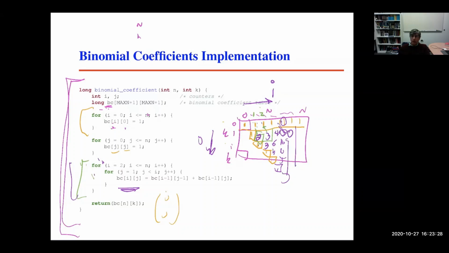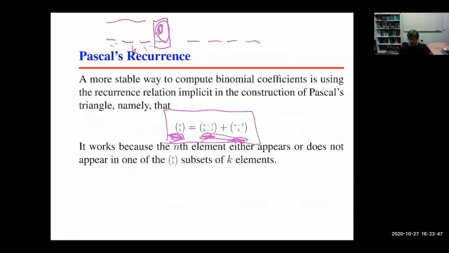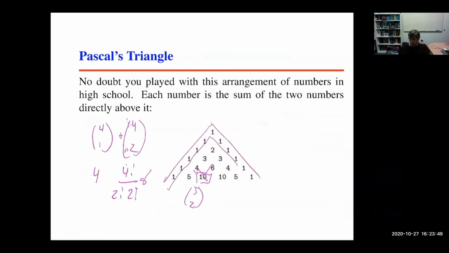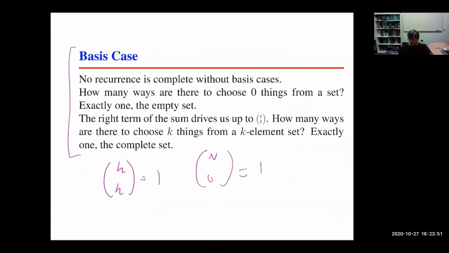I'm hearing shaking no's, okay? I want you to think about this. Unless there's a question. Is there a question here? Does everybody see how I am building up a table exactly equal to Pascal's triangle? What is the running time of this algorithm?